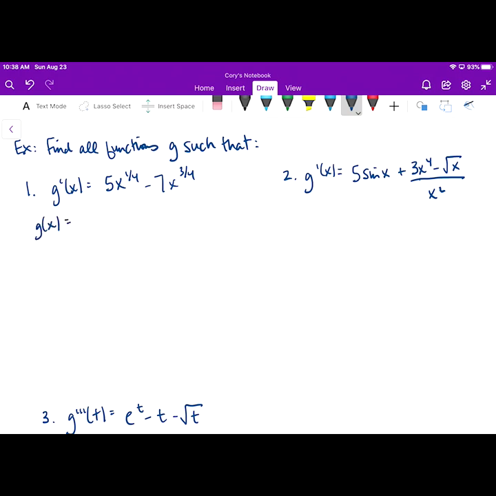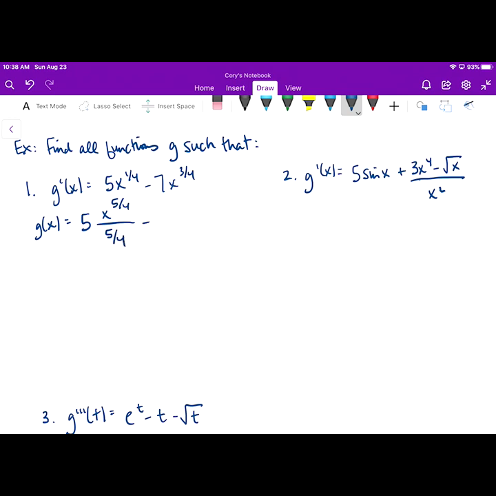So the antiderivative of g prime is going to be g. If I want to take the antiderivative of 5x to the 1/4 power, I can pull the coefficient 5 out front. To take the antiderivative of x to the 1/4 power, I'm going to use the power rule. So that's going to be x to the, we're going to add 1 to the exponent, so 1/4 plus 1 is 5/4, and then we're going to divide that by the exponent 5/4.